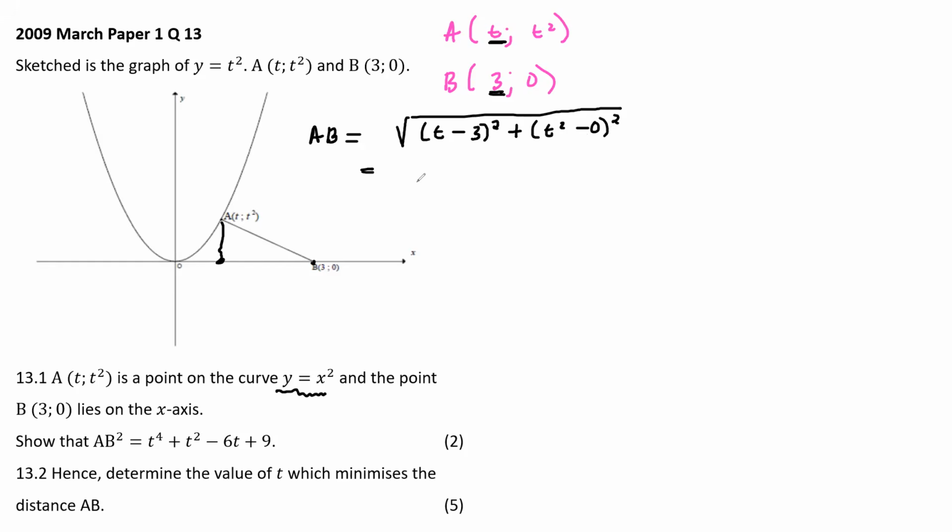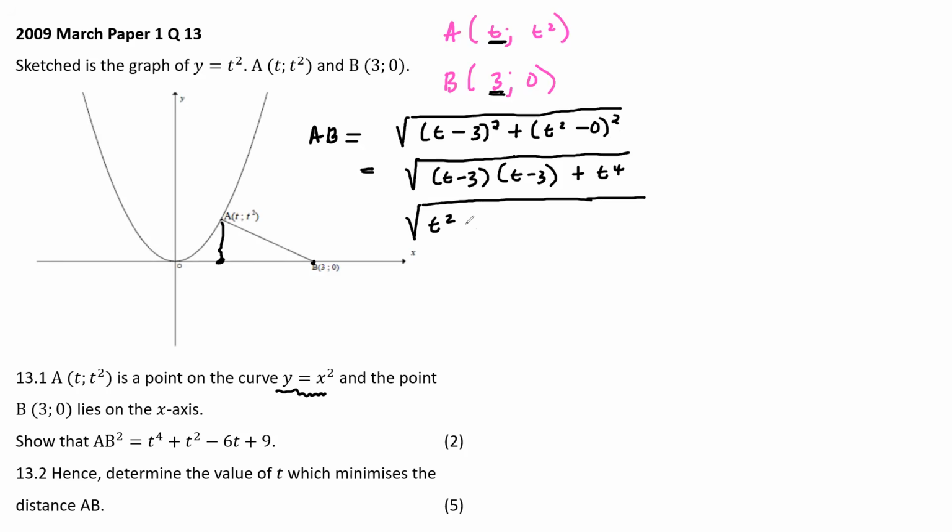Then let me do my maths here because it's going to be a bit more exciting. Square root, inside the brackets, t minus 3 squared. I open up, so it's t minus 3 squared, old school, plus t to the power of 4. Because inside here, t squared minus 0 is t squared, but t squared squared is t to the power of 4. Then the rest is algebra, the most important topic that we have. Open up, t squared, minus 3t, minus 3t, plus 9, plus t to the power of 4. And still, that is AB.